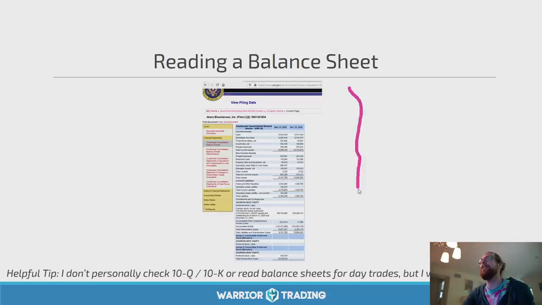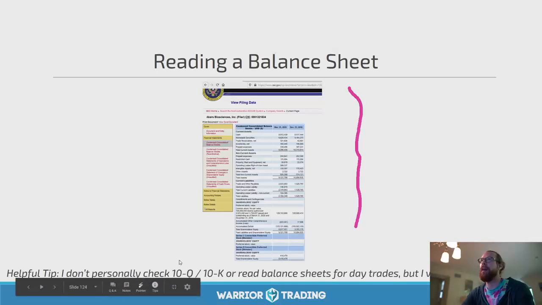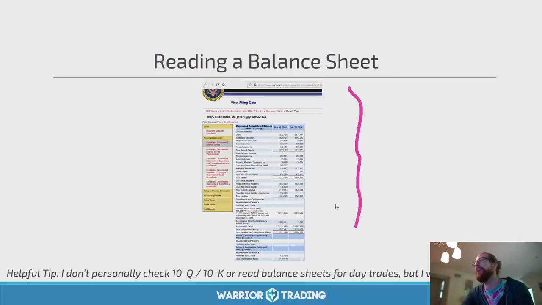Reading a balance sheet, similarly, don't sweat it. I don't read balance sheets. I can show you how to do it, but you're never going to need to. You can get away with trading your entire career without ever reading a balance sheet. Although, if you want to look at it and you're curious whether this company needs to raise money, because when you start taking larger positions, you do have to be mindful of the risk of secondary offerings, which we're going to talk about in a second.